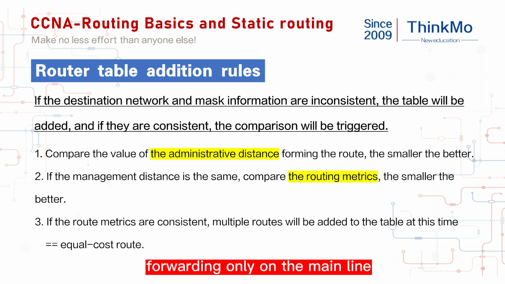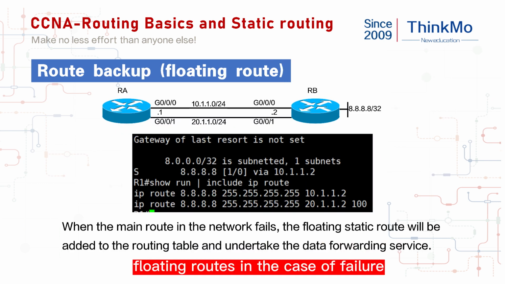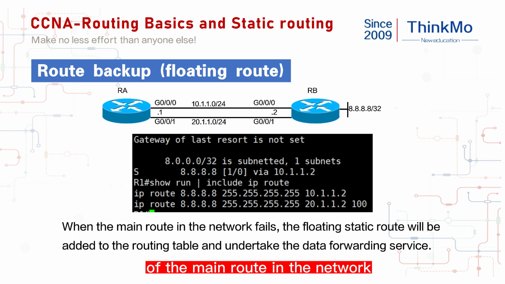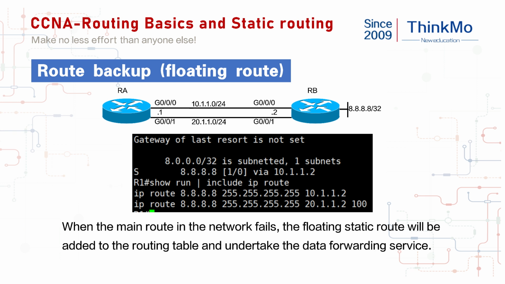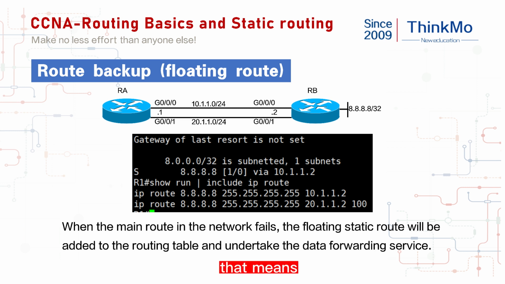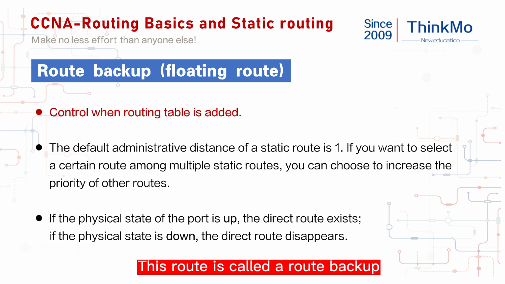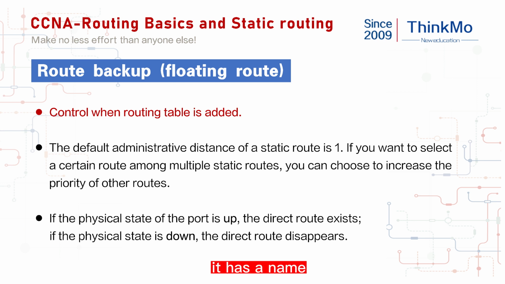Forwarding only on the main line. Here is a sentence: floating routes, in the case of failure of the main route in the network, will be added to the routing table and undertake data forwarding business. That means every day there is a route that does not get added to the table. This route is called a backup route. It has a name: floating route.